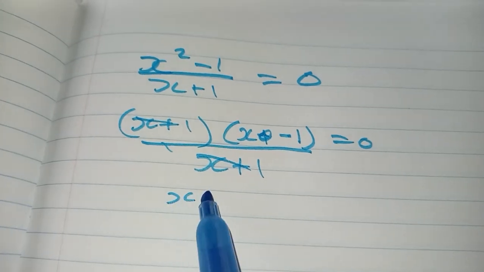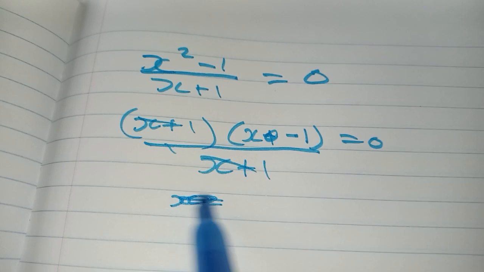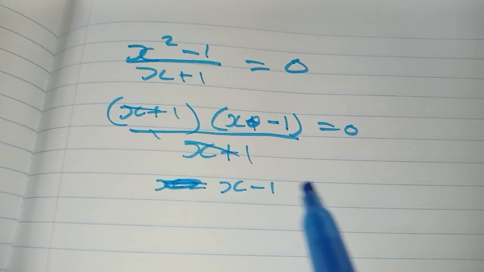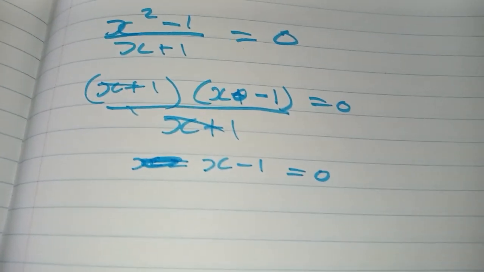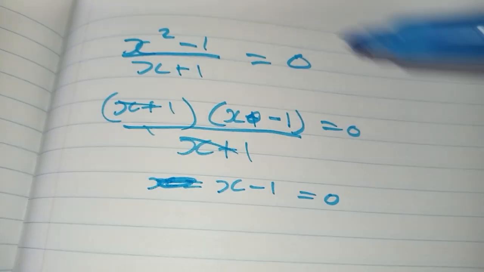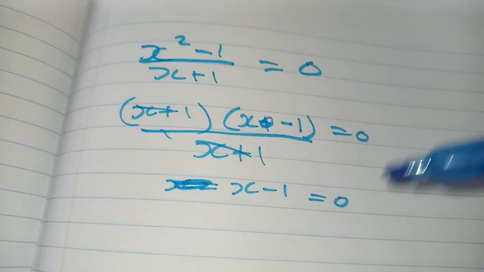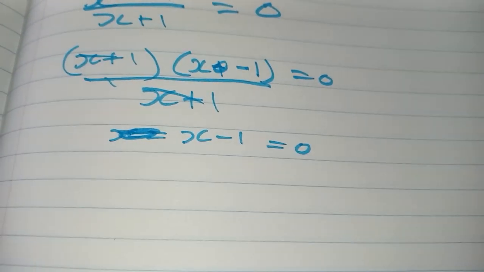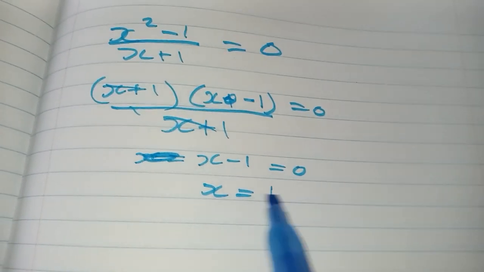So what you're left with is, okay, let me not jump to conclusions. You're going to be left with x minus 1 is equal to 0. But yeah, it was in a bracket, but there's no point of the bracket now. The bracket was to show that this was factorized, right? But now they have cancelled, so there's no point for the bracket. So what you're left with is x is equal to 1.